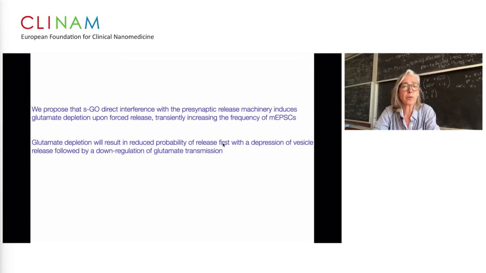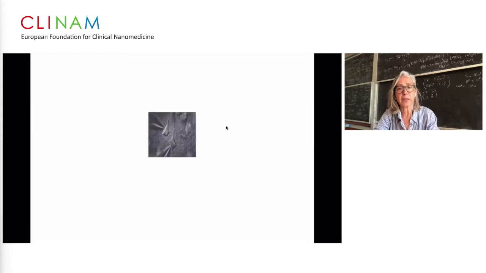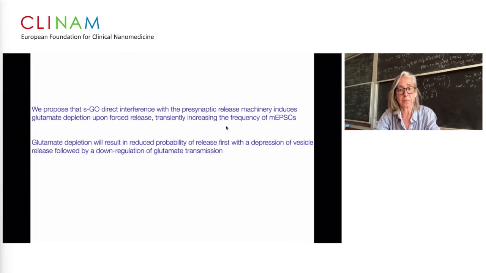Now, our proposal was that SGO, thanks to the dimension and the property of the material, gets into the presynaptic release machinery. And the reason why it downregulates glutamate transmission in the long term is due to a glutamate depletion at the presynaptic site. And this starts with a forced release of vesicles, which is the reason for the transient increase in miniature EPSC frequency, which then in the long term is downregulated. Now, this ability is linked to the possibility to alter the probability of release at the presynaptic site.